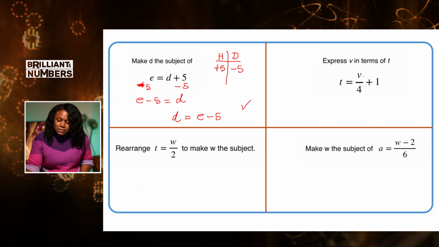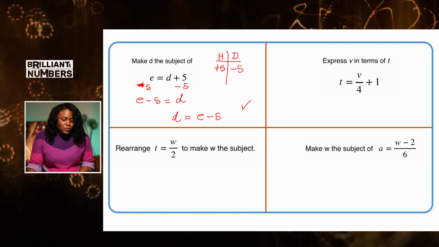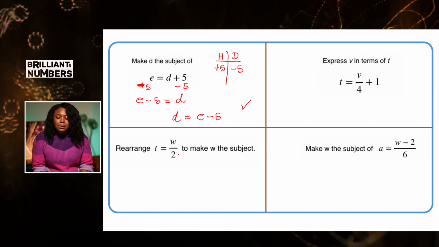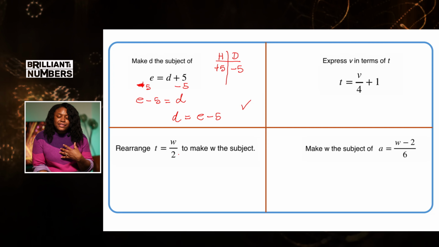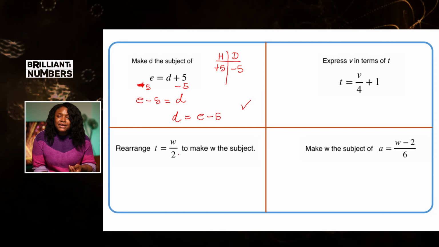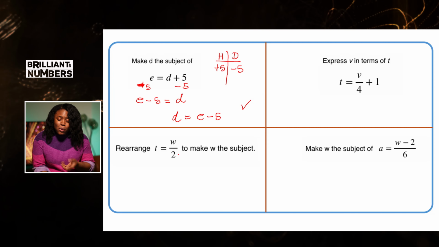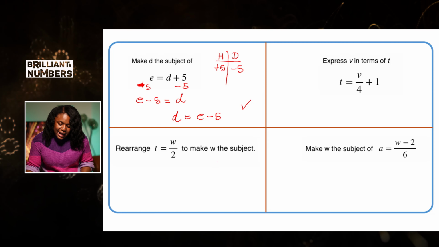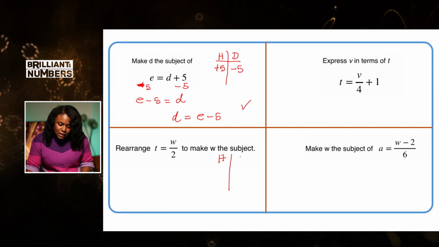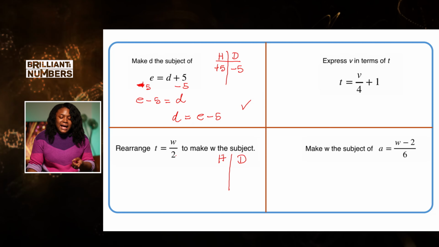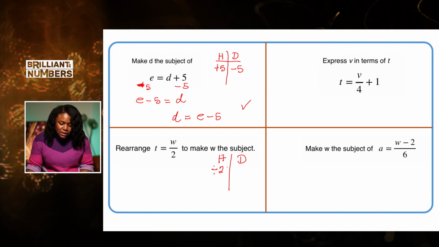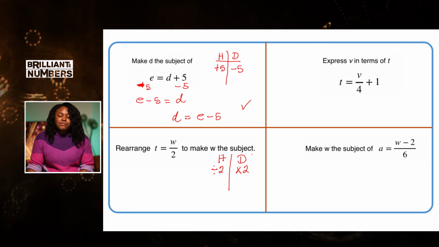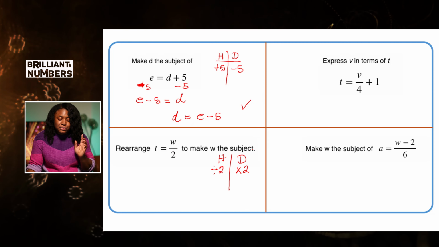So here I've got rearrange T equals W divided by 2 to make W the subject. Again, I think about what I have in the question as my operation and also what I need to do to remove what I've got. So I'm going to write again my have and my do. Currently in the question, I have a division by 2. Therefore, I need to multiply by 2, the inverse of my operation. Remember, I do that to both sides.